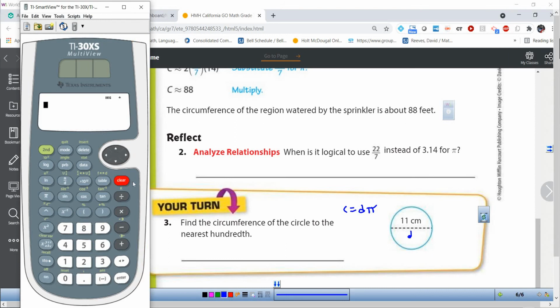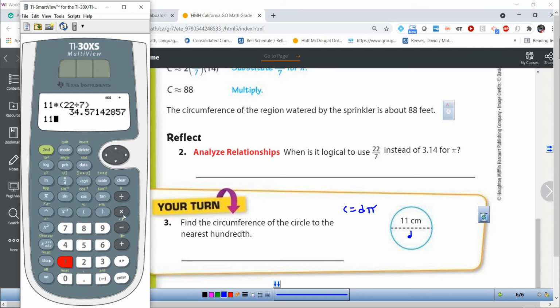So let's go ahead. I'm going to clear all this out. Let's do it all 3 ways. The diameter is 11, so I could do 11 times, and if we use the fraction value, it would be 22 divided by 7, and we get that value, 34.57, and so on. So that's if we use 22 over 7.